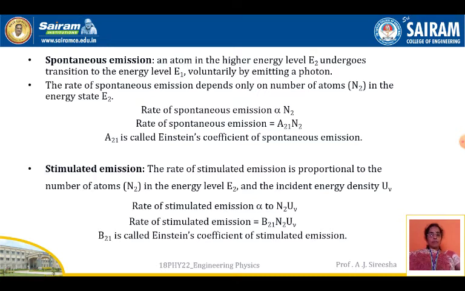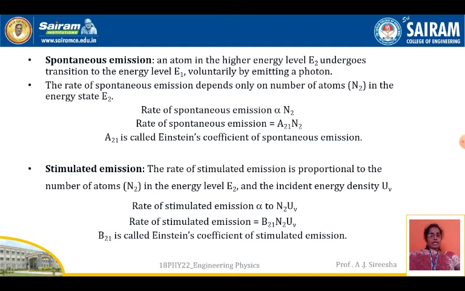Another type of emission from E2 to E1 is stimulated emission. Here, the rate of stimulated emission is proportional to the number of atoms N2 in the energy level E2 and the incident energy density U nu. Stimulated emission means the emissions are happening due to an external agency, that is, the incident energy density U nu. More atoms will come down if more energy density is incident on such a system.